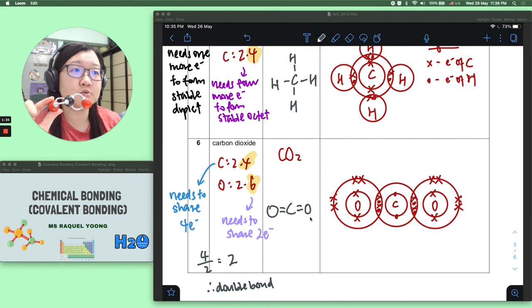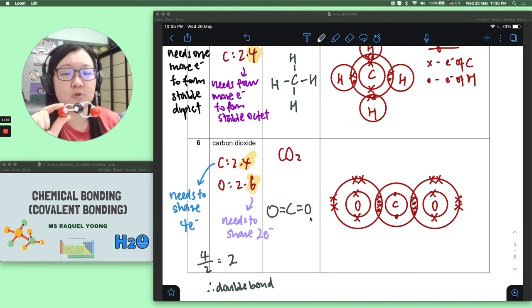And you can also see side by side at my webcam, together with the dot and cross diagram in my answer, that the diagram really reflects what the actual molecule looks like. So you have a double bond between carbon and oxygen on both sides. And if you look at the entire molecule holistically, you also notice that it is a linear molecule. Linear meaning it lies on the same plane, it is straight.